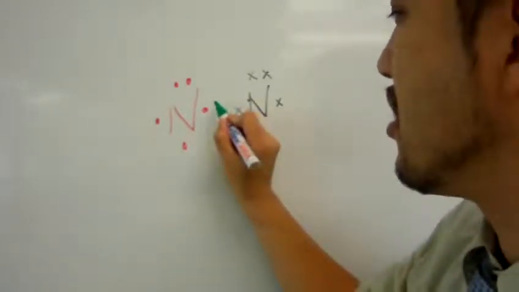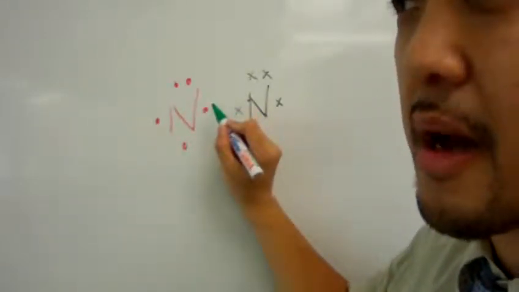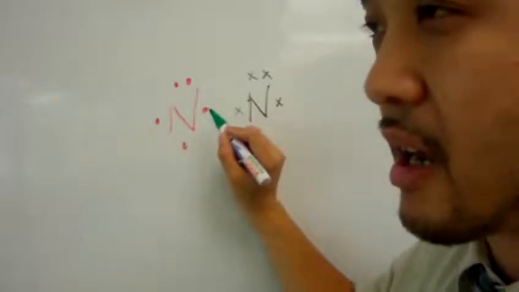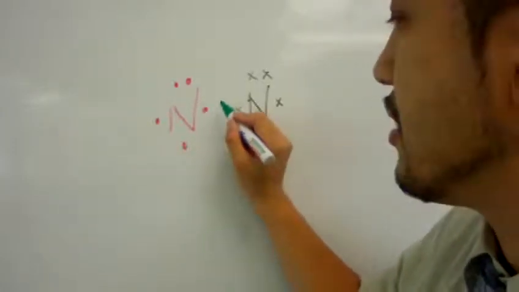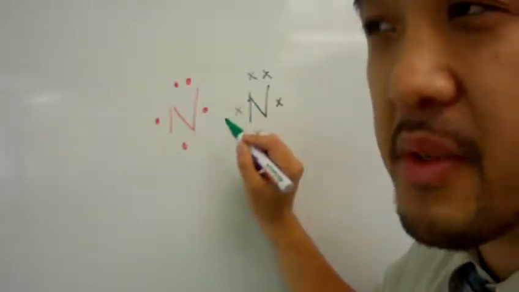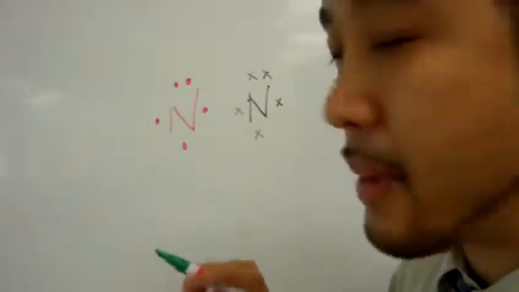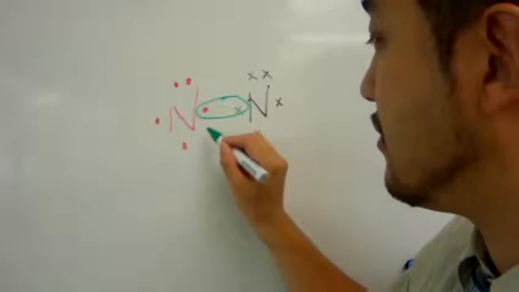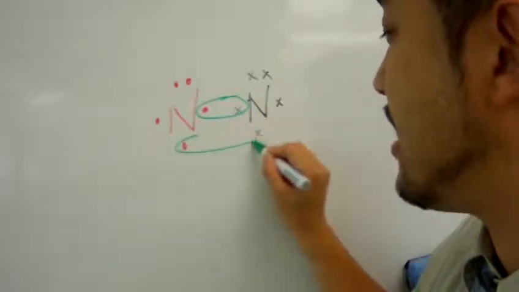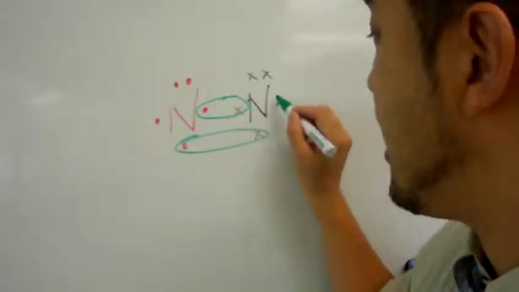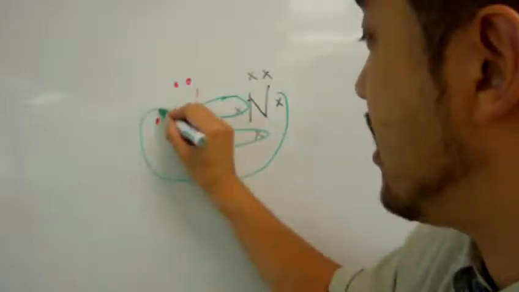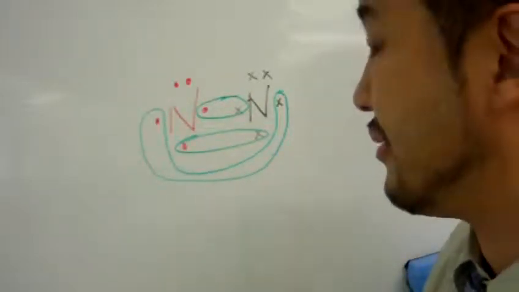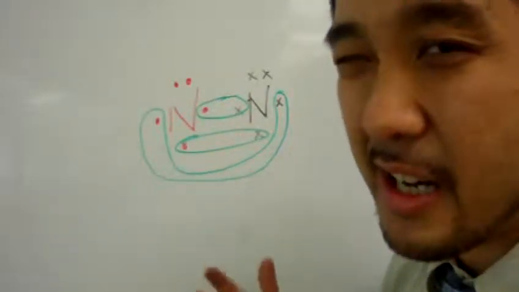All right, so you know that a pair of electrons shared by two different atoms represents one covalent bond. So that's one covalent bond. That's another covalent bond. And you have another covalent bond like so. Now we just got to make it pretty.